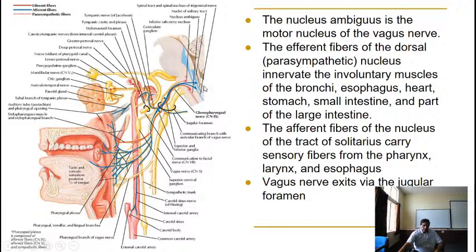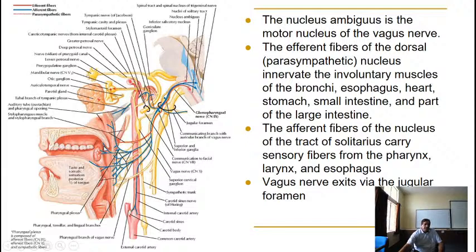And as I told you, the nucleus ambiguus supplies all the muscles of the palate, and then the constrictor muscles of the pharynx, then the intrinsic muscles of the larynx. That is the motor component. Now the sensory component is by the tractus solitarius.